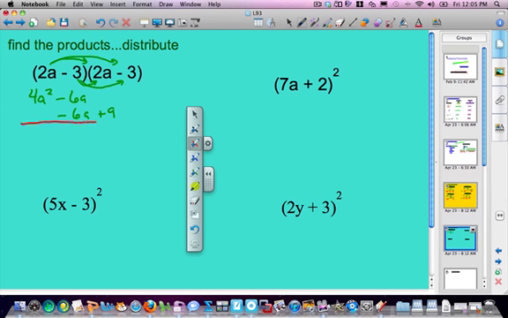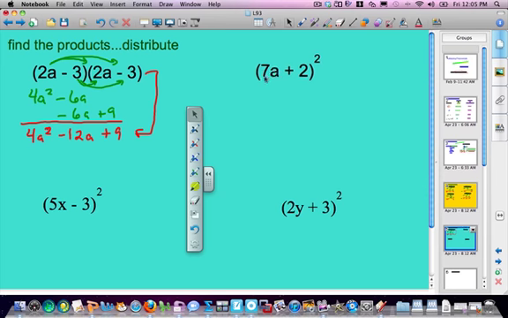Final step will be to combine like terms, which yields 4a squared minus 12a plus 9. So these two linear binomials produced a quadratic trinomial. Let's take a look at another example. This is one we haven't seen before. 7a plus 2 squared. Well, the base is 7a plus 2, and we know we need to use it twice, so the first step will be to expand the problem.